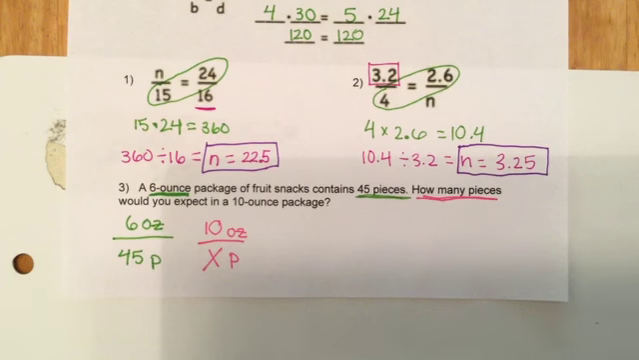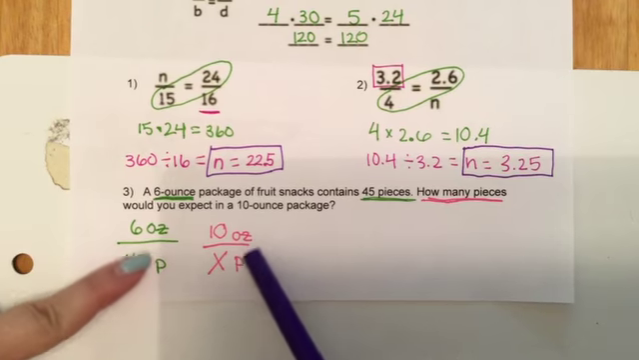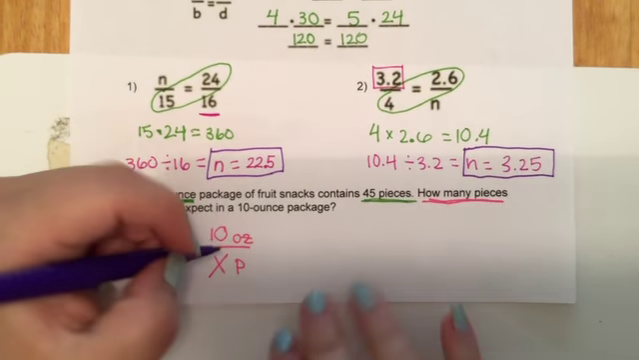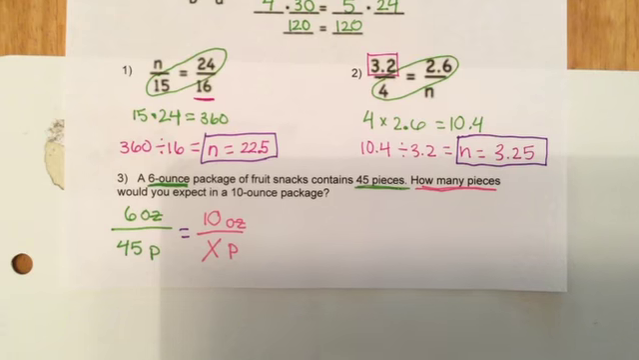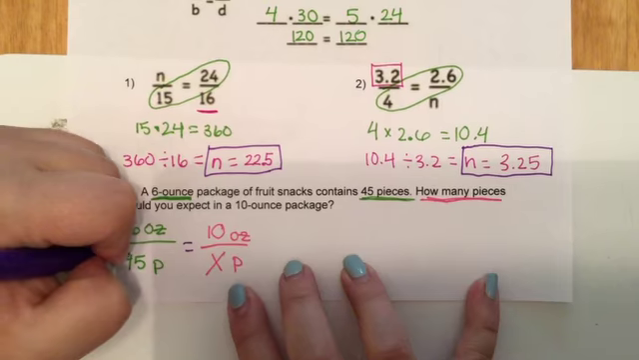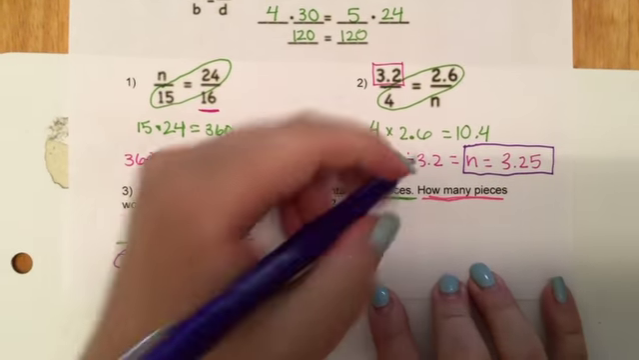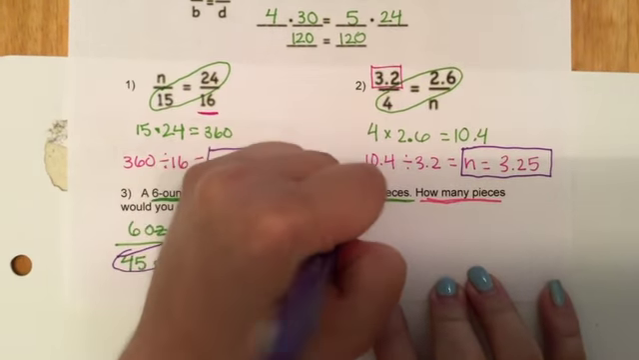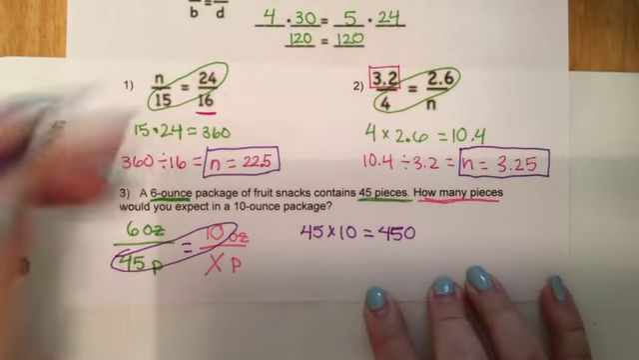Because we have two ratios that have identical units on top and identical units on the bottom, we can set these two ratios equal to each other in a proportion, and we can solve for the missing x value. So I'm going to multiply the numbers that are diagonal from each other: 45 times 10, which equals 450.